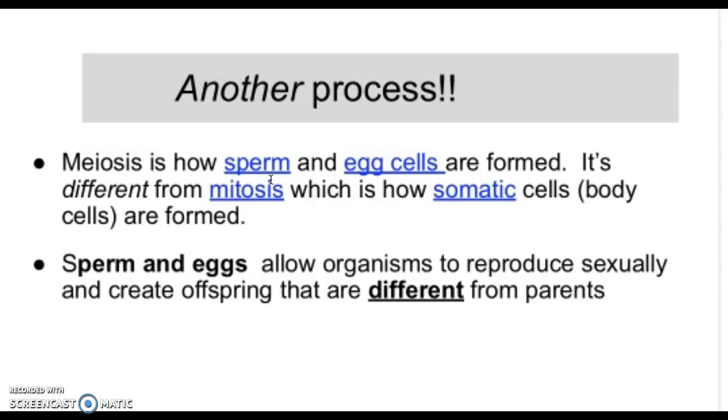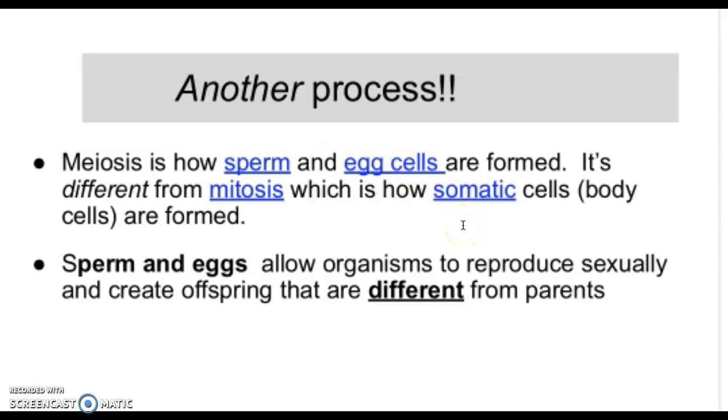It is different from mitosis because meiosis does not occur in somatic cells. Meiosis does not occur in body cells. So the examples of these are liver cells, red blood cells, white blood cells, heart cells, kidney cells, muscle cells. Anything that is not egg and not sperm is a somatic cell. So meiosis does not happen in somatic cells.